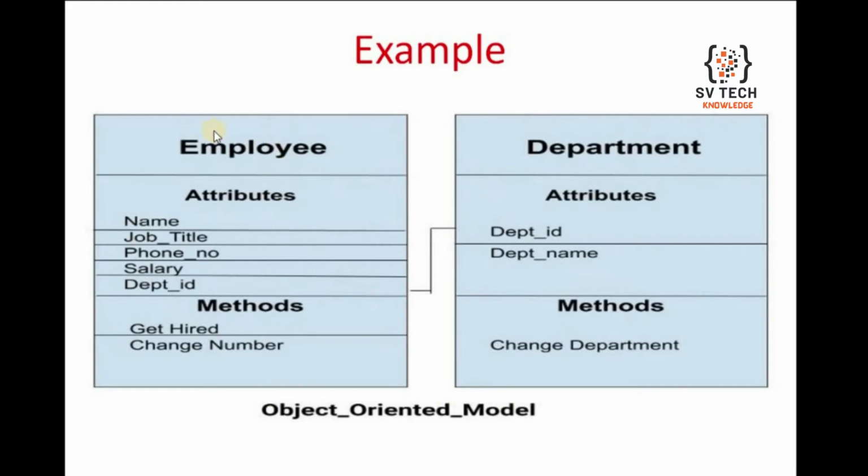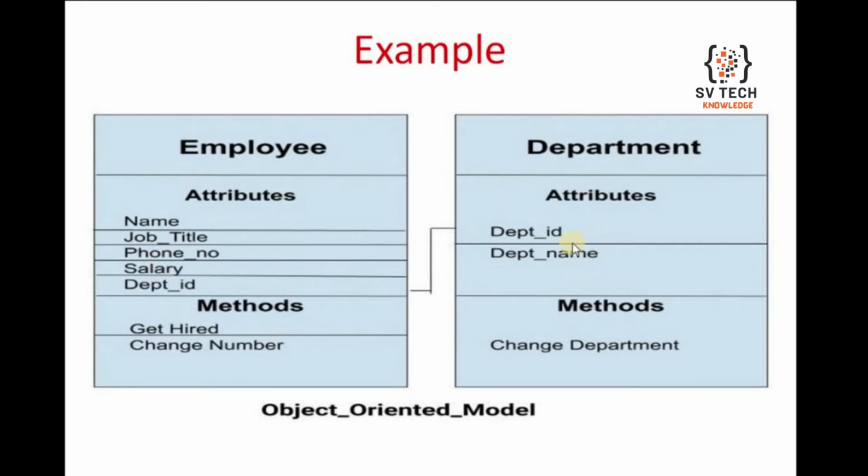Here employee is an object, and department is an object. Employee related data: name, job title, phone number, salary, department ID, etc. And the methods. What are the methods? Get, hire, and change number. These are the methods that are going to be performed as well. Here we are combining both data and their methods.